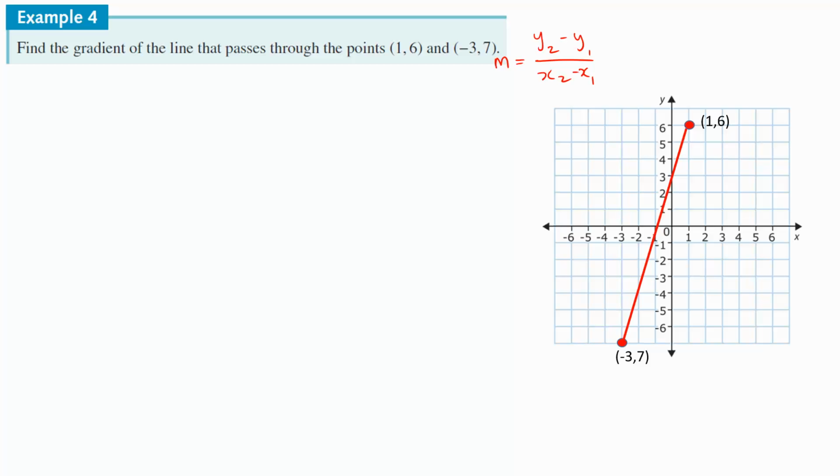Does that look like a negative gradient, positive gradient, undefined, or 0 gradient? Positive. So you should be looking for a positive gradient. That's what I got too. So we do 7 take away 6. That's correct. And then you did negative 3 take away 1. Yes, that's what I got.